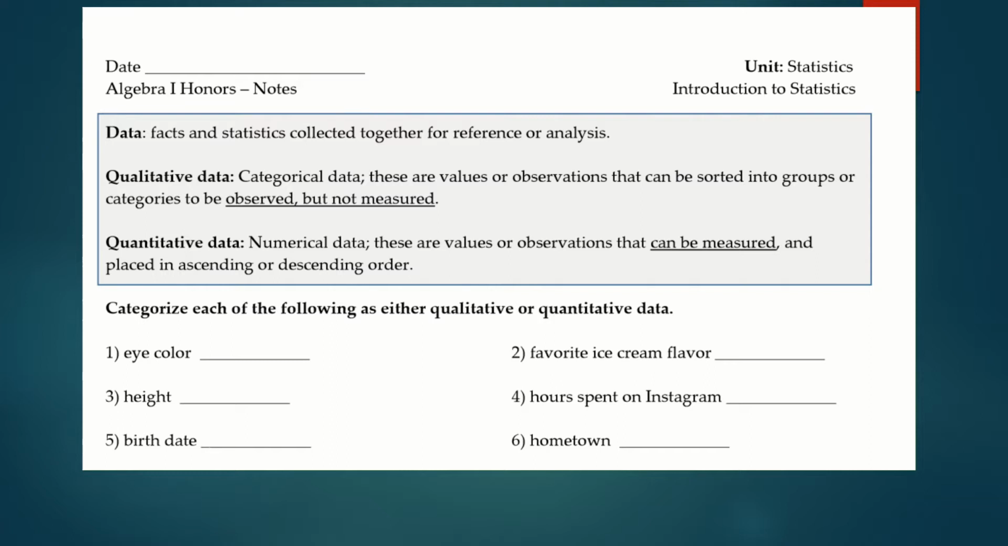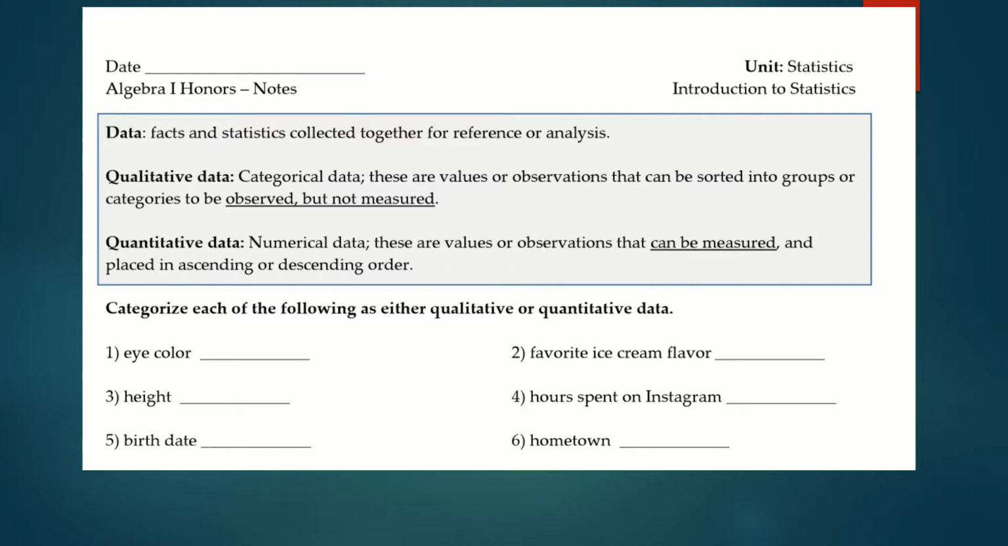So, for example, if I asked everybody, what's your favorite color? This is something that we can observe, but it's not necessarily something that we can actually measure in terms of the data that we would get back from everybody's responses. There's also something called quantitative data. Quantitative data is also known as numerical data. These are values or observations that can be measured and placed in ascending or descending order.